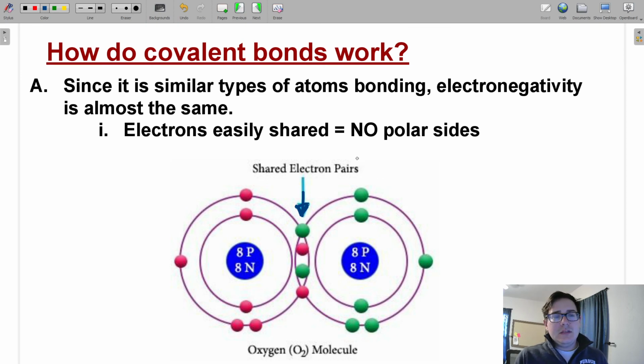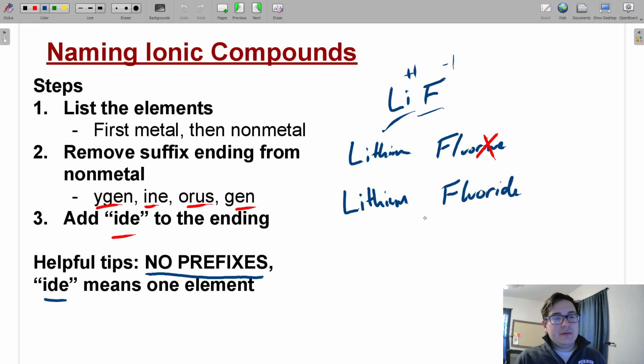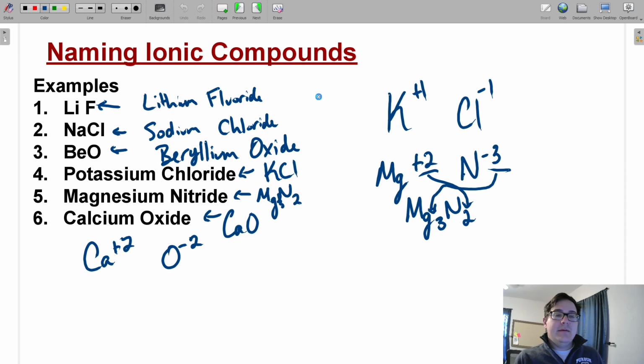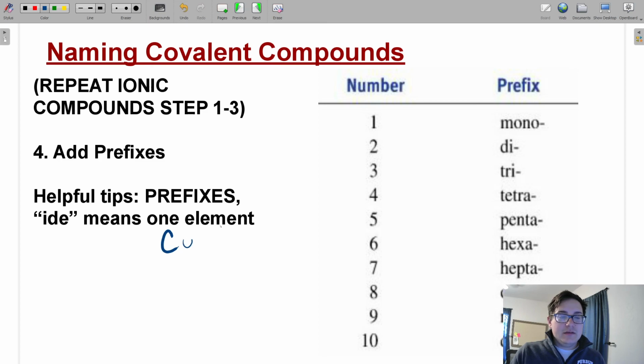Okay, so let's look at what we can do with covalent bonds. We're going to follow the exact same steps, 1 through 3, of naming ionic compounds. We're going to list the elements, but we're going to have to tweak that because now we have non-metal and non-metal. Then we're going to take off the ending and add IDE, but this time we're going to include prefixes. The reason we need prefixes is that some of these combinations of elements, like carbon and oxygen, can pop up in a couple of different variations.